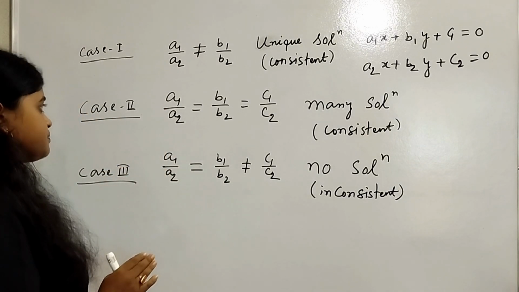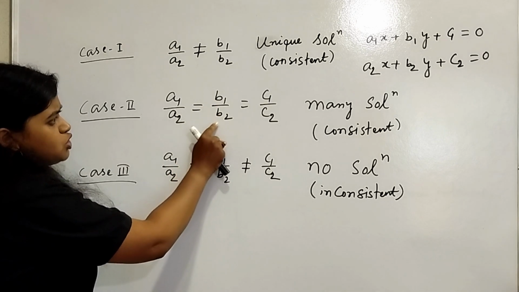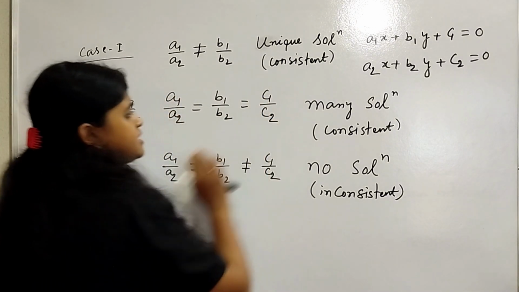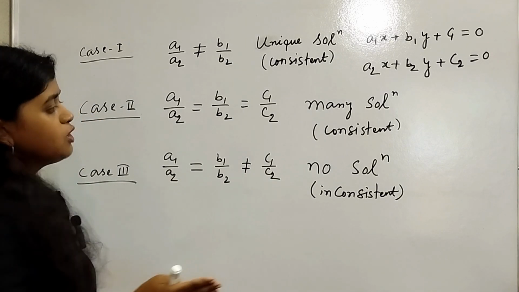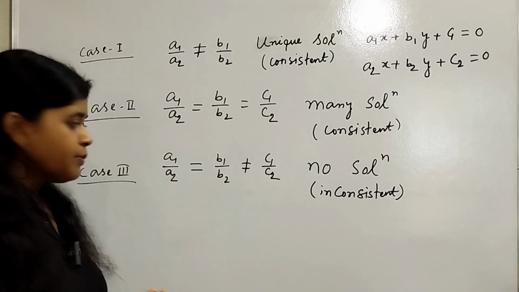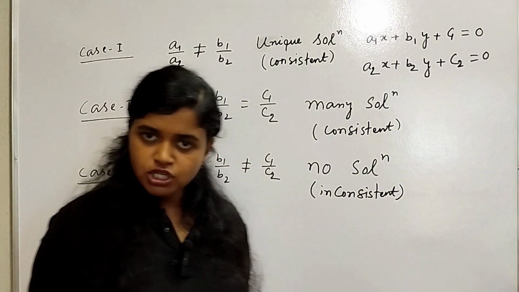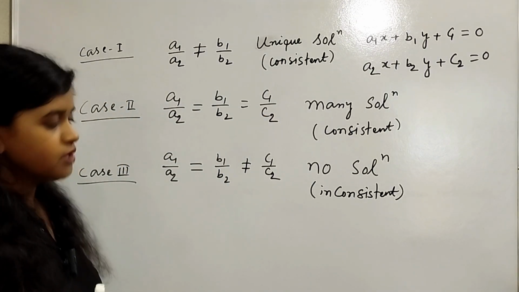Case 2 is saying that A1 by A2 equals B1 by B2 equals C1 by C2. In this case we will get many solutions. Okay. So many solutions means we are getting any solution. So we know that a pair of linear equations having any solution, we can say is consistent. So in this case we will say this is a consistent solution.